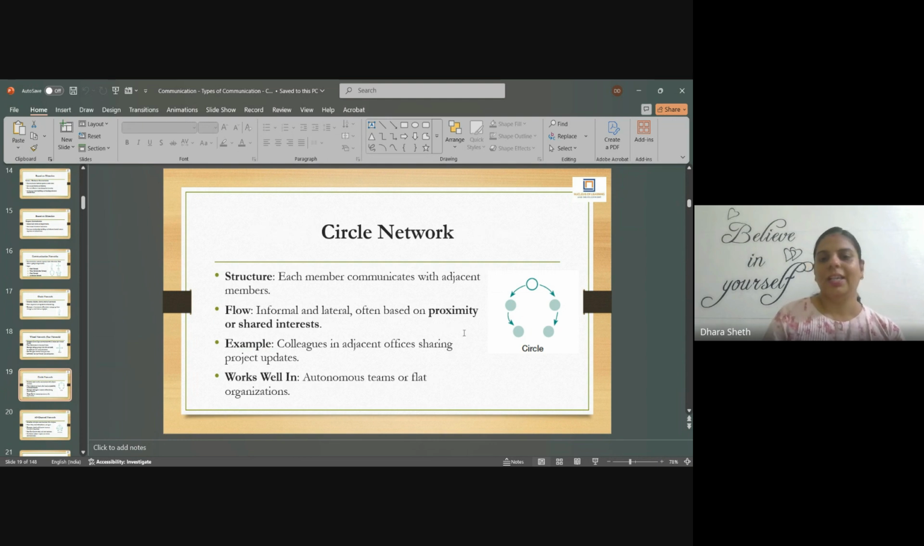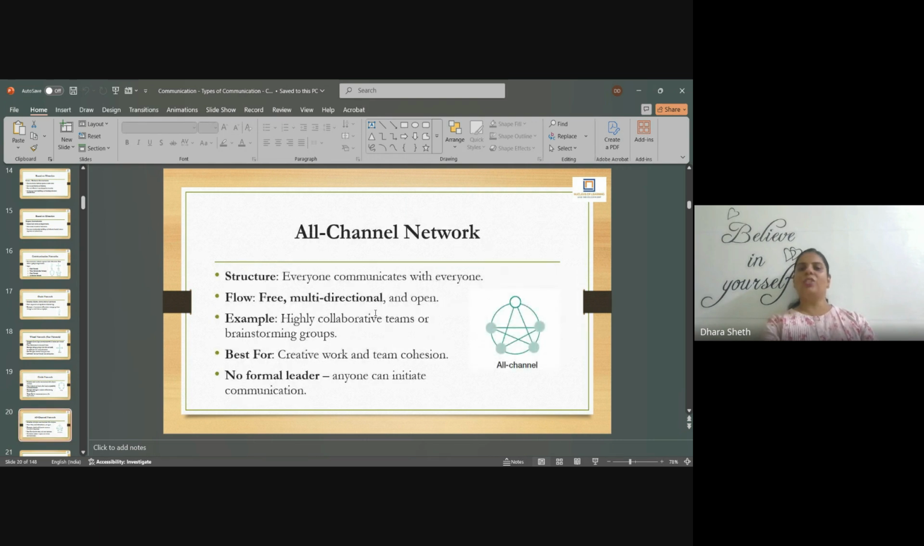Circle network. Now, this is kind of informal flow. Each member communicates with adjacent members, and it is often based on proximity, shared interest, how close you are to the people who are present around. Colleagues in adjacent offices sharing project updates. It works well in autonomous teams or flat organizations where hierarchy is not emphasized, where everyone is at almost the same level when it comes to sharing ideas or respect. Then that's circle network. And all channel network is where everyone communicates with everyone.